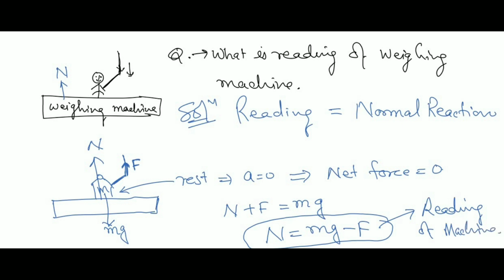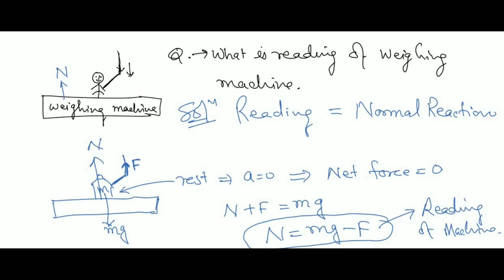So in these types of problems in which you are supposed to find the reading of the weighing machine, that is nothing but the normal reaction on the weighing machine. If there is a problem on a spring balance, then the reading is the tension in the spring. This was a problem of the type where the reading was to be calculated. In every problem of this type where the person is pulling something and there is a weighing machine, the reading will be nothing but the normal force.